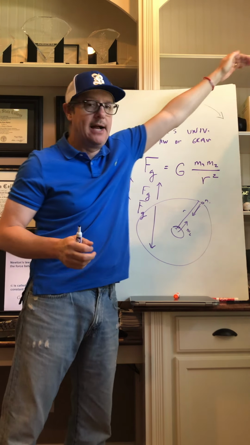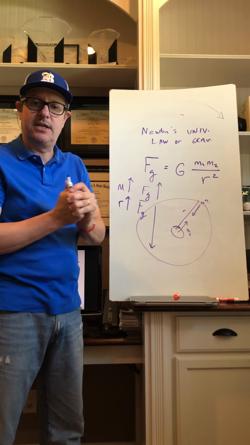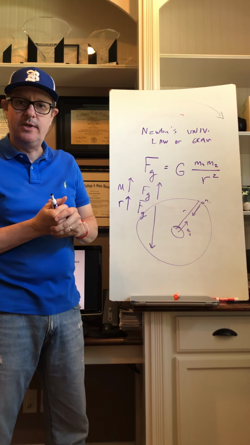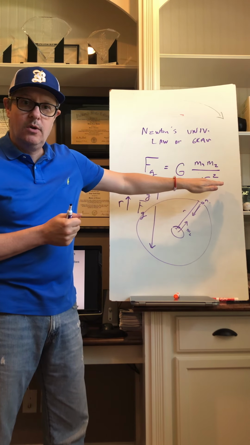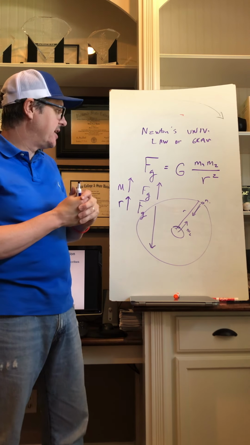If I put it 4 times out there, 4 squared is 16. The gravitational force would go down by a factor of 16. So it increases the denominator, which decreases the gravitational force.